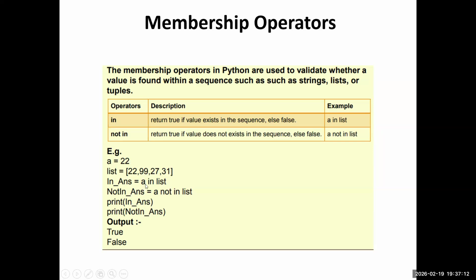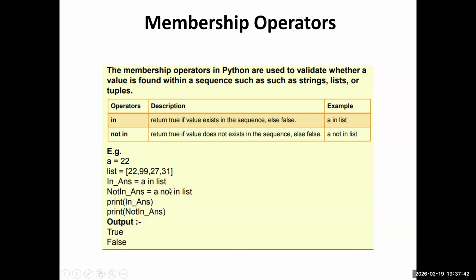So here one expression is there, a in list. Is 22 available in the list? Yes, 22 is available in the list. So the result is displayed as true. Okay. Suppose a not in list, with another number. Assume that a not in list, then definitely it is false, because 22 is available in the list.